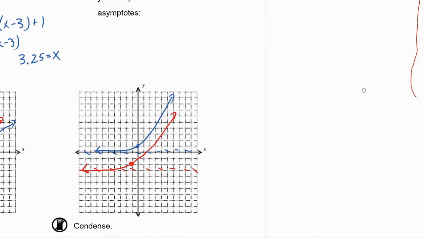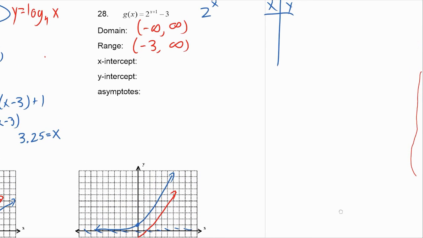The x-intercept. Now, it does have an x-intercept and a y-intercept. So for the x-intercept, we're going to place in y equal to 0. So let's do some of the calculations. 0 is equal to 2 to the x plus 1 minus 3.